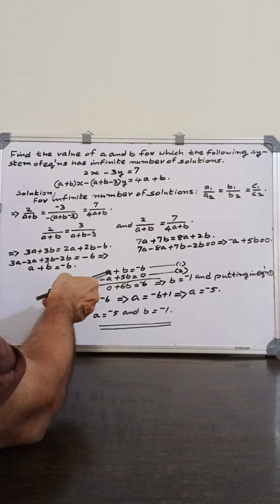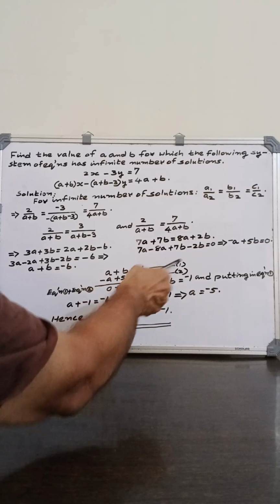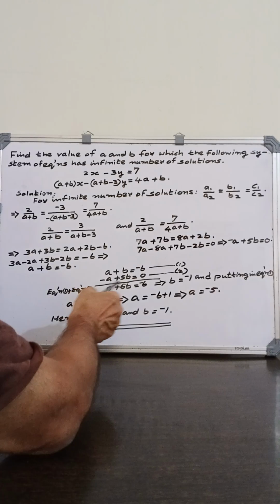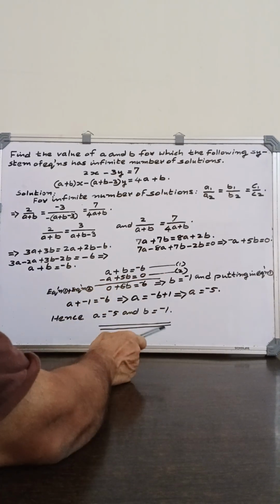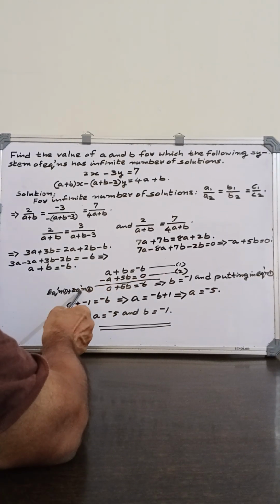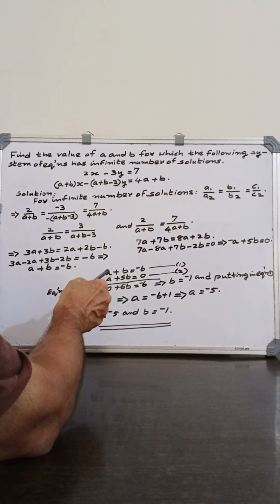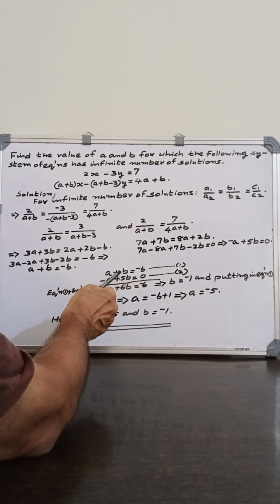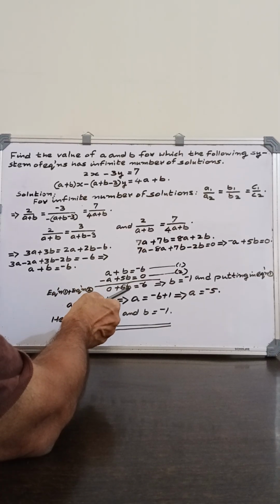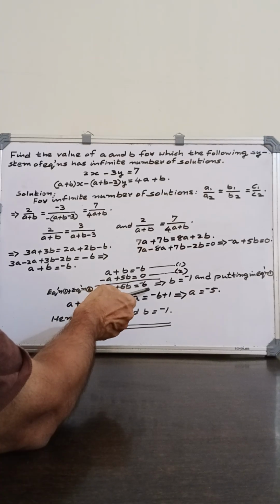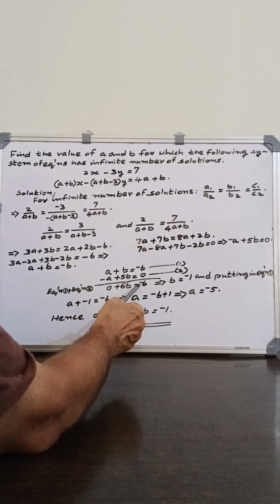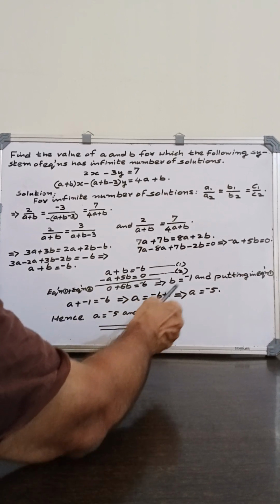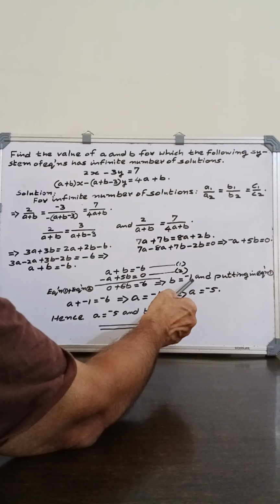I am writing the equations: a plus b equals minus 6 is the first equation and minus a plus 5b equals 0 is the second equation. Solving by adding equation 1 and equation 2, a and minus a cancel. Therefore, b plus 5b gives 6b equals minus 6. Therefore, b equals minus 6 by positive 6, b equals minus 1.